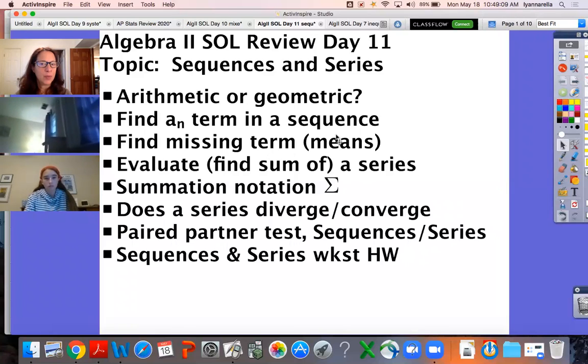Find a missing term, which is a means. Remember, if there's a middle blank missing, that's the means of that sequence. Evaluate or find the sum. Evaluate means to sum up a series. Use summation notation. There's one thing we're going to do with summation notation, and that's it. And does a series diverge or converge?